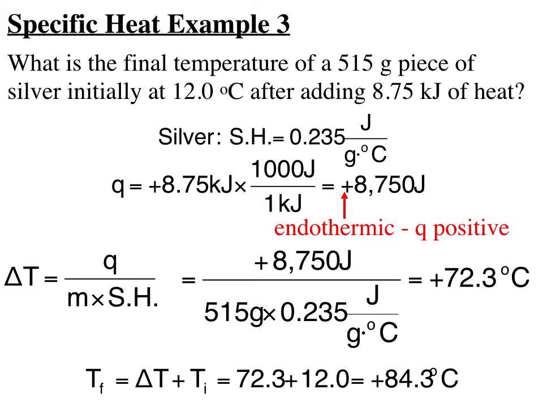Now this is not TF. What the formula calculates for me is delta T. From the definition of delta T being TF minus TI, I can rearrange and get the TF is equal to delta T plus TI. And from the given TI of 12.0 degrees C, I get the TF must be 84.3 degrees C.